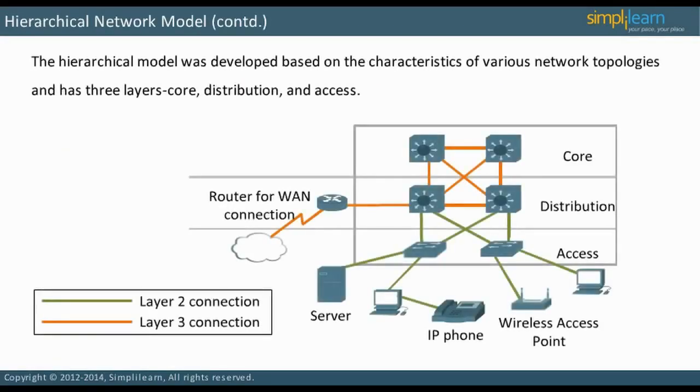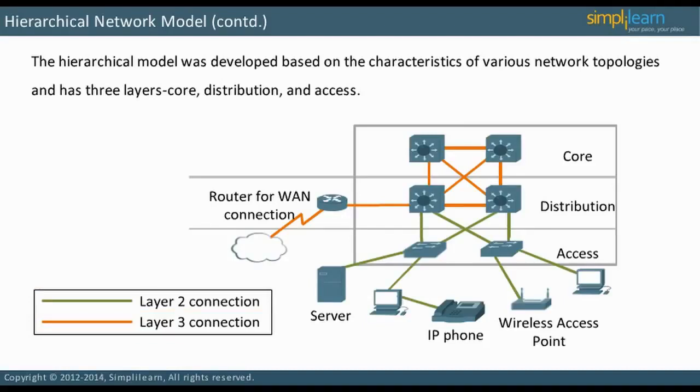The image on the slide depicts how each layer fits together in the network. As discussed, the hierarchical model was developed based on the characteristics of various network topologies. It has three layers: core, distribution, and access. There are two types of connections that link the devices. They are Layer 2 and Layer 3 connections. As depicted in the image, both these connections are present between the devices.